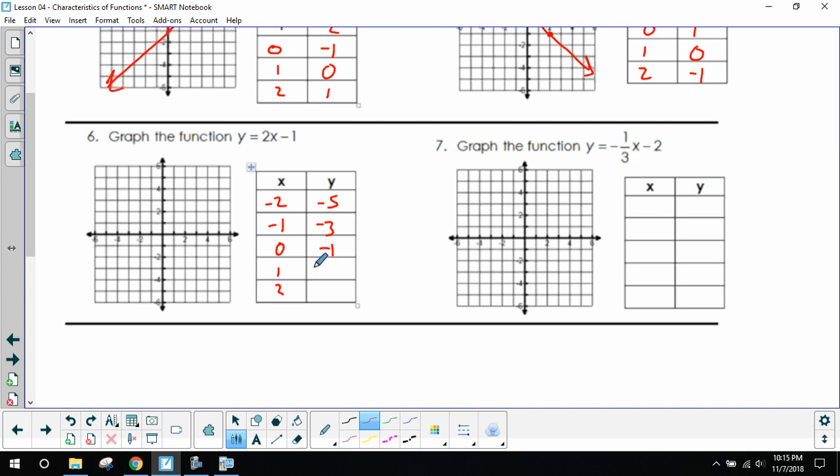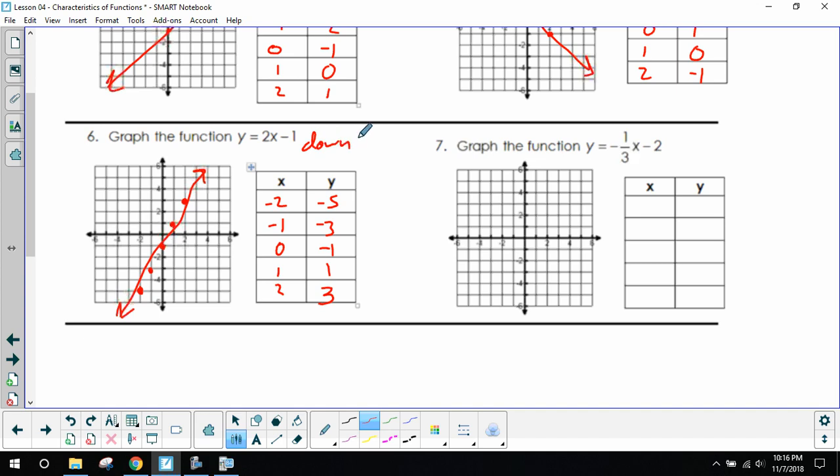So if we plot it, we get a -2, -5 down here. -1, -3. 0, -1. 1, 1, that's right here. And then 2, 3. Granted, my line's crooked, but I'm trying to go to bed. So look right here. We have a down 1, and that 2 means stretch. Stretch by 2.